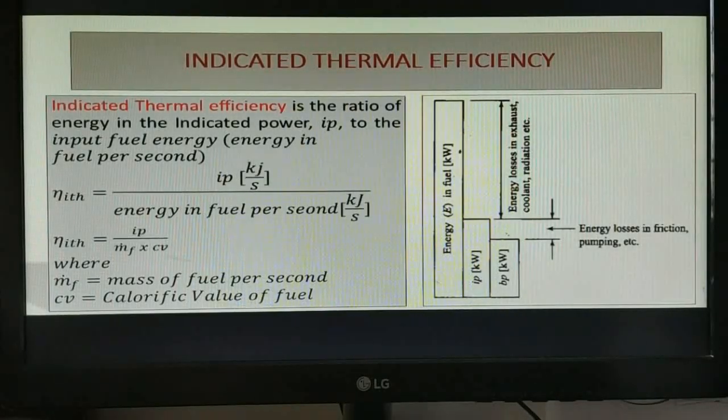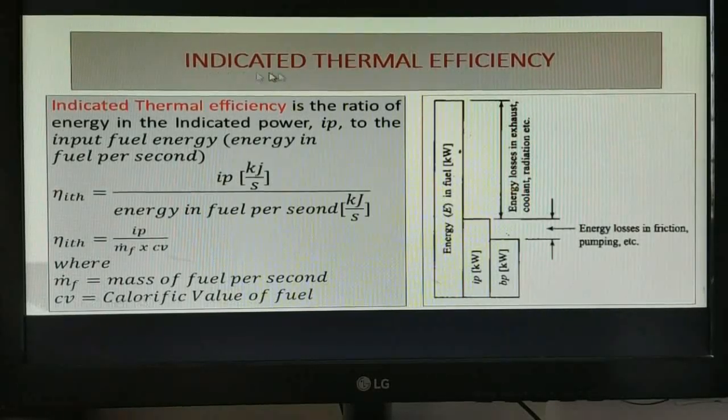Now we'll see the different performance parameters. The first performance parameter is the indicated thermal efficiency. Indicated thermal efficiency is the ratio of the indicated power, that is IP, to the input fuel energy, that is the energy in the fuel per second. If you can see this diagram again, this is the energy in fuel and this is the indicated power. So see, efficiency is what? Output upon input.